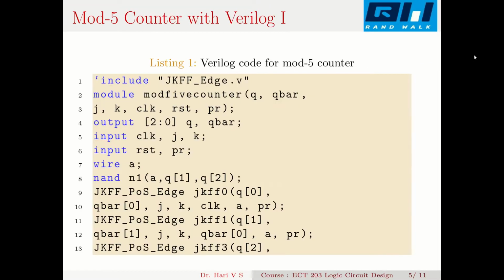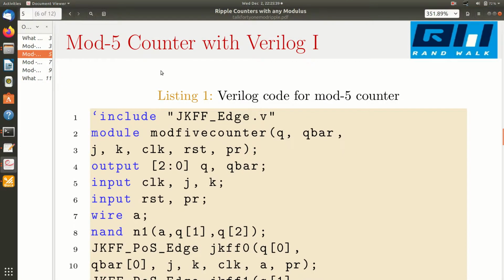A Mod-5 counter with Verilog. This is pretty simple. What I have done is I have created an edge triggered flip flop. So that is including JK F of edge dot v, or else I will show you this code, that will be easier.